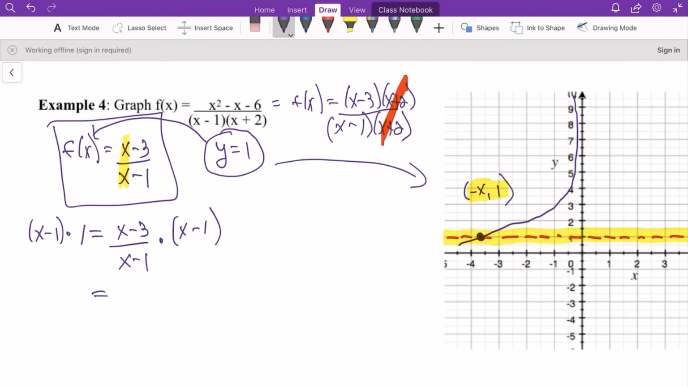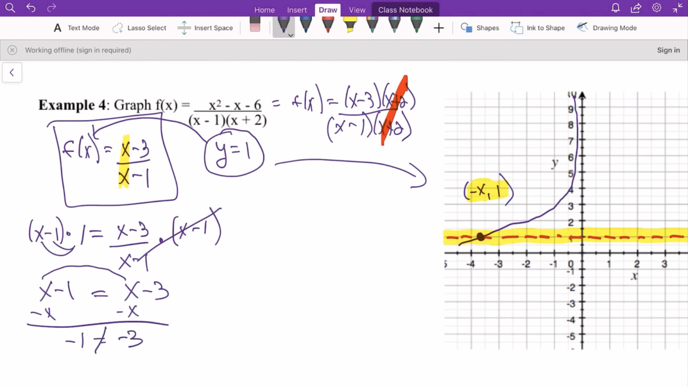And now on the left side, all we're going to do is distribute this. So we're going to have x minus 1. And on the right side, we're going to cancel these factors, and we're left with x minus 3. And you can kind of see, if we solve this, what's going to happen here. These are the same sign. So when I combine my terms here, the x's are going to disappear, and I'm left with negative 1 equals negative 3. We know that's not true.